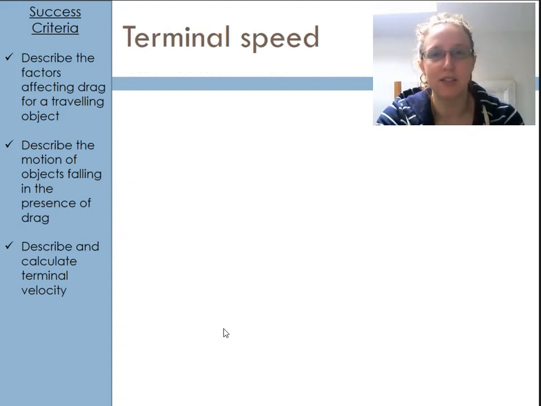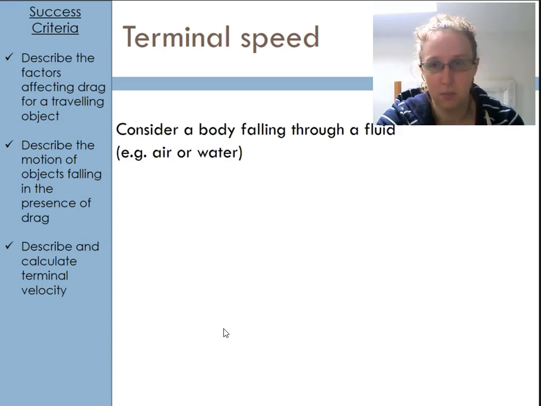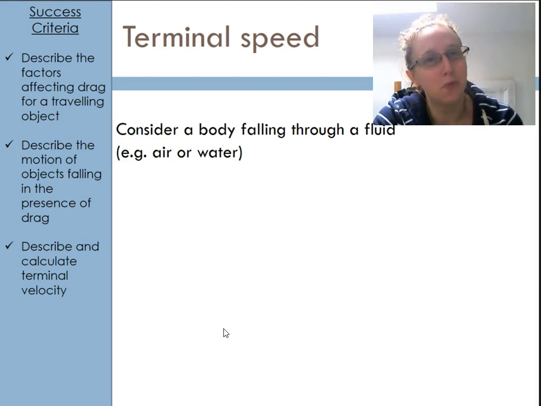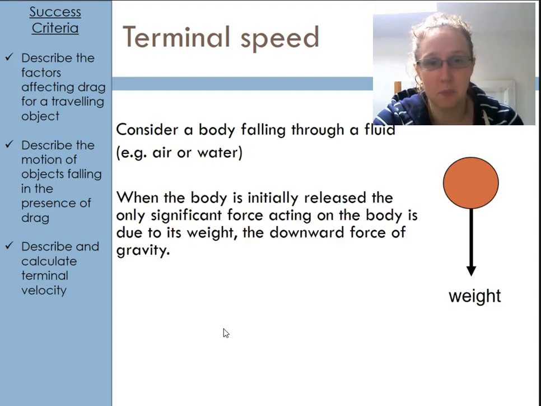Okay. So let's think about terminal speed then, terminal velocity. So what we think of is a body that's falling through a fluid. Fluid doesn't mean liquid, just to be clear. So the air is a fluid, water is a fluid. So the way that objects fall in both these mediums is actually very similar. And if we think about it, when our body, our object, is initially released, the only force that's really acting on it is going to be its weight, so the downward force because of gravity.